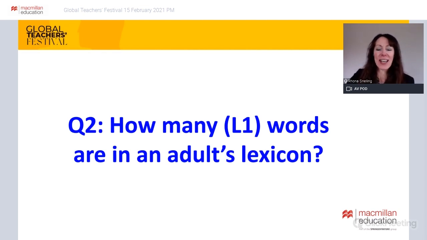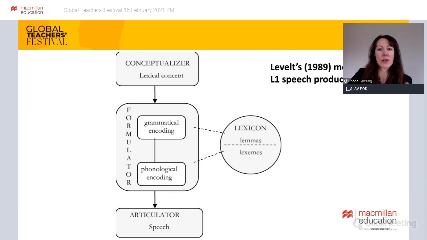I'm sure you'll agree. Let's look at how this processing happens and how those figures play out with this little model. So this is Levelt's model of L1 speech production. So we can see we've got 3 stages to this model. Right at the very top, we've got the conceptualizer, and that's just a concept. There's no word at this time. It's just an idea, just a thought about what we might say. So it's pre-verbal.